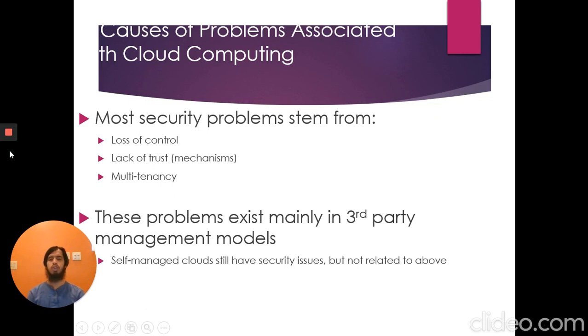Now the causes of problems associated with cloud computing. Most security problems arise from loss of control, that clients and the users of the cloud fear that they might lose the control over the cloud, and lack of trust, that the provider or the party that is maintaining the cloud may not be that trustworthy. And of course there is the multi-tenancy part, that each cloud provided by a vendor might give the same space to different clients who might store different types of data onto the cloud. So these problems exist mainly in third-party management models, not in privately managed or self-managed models.